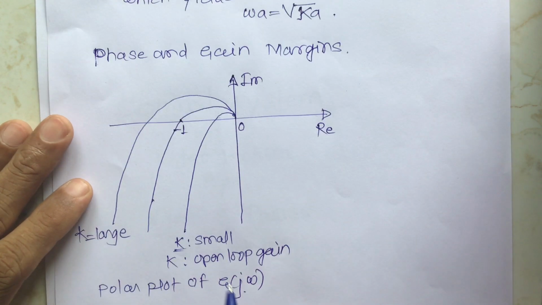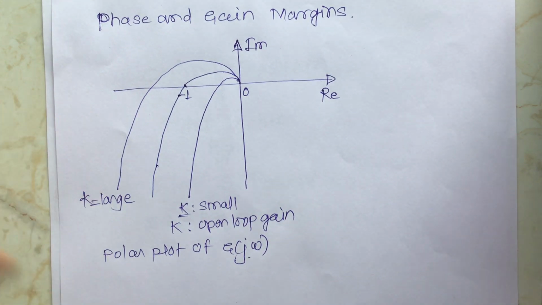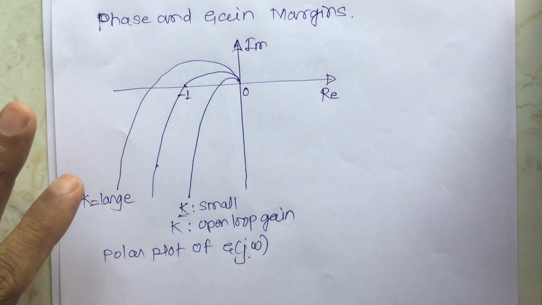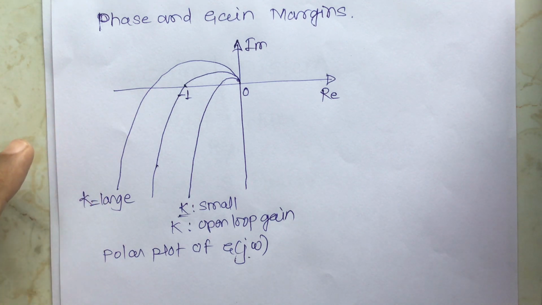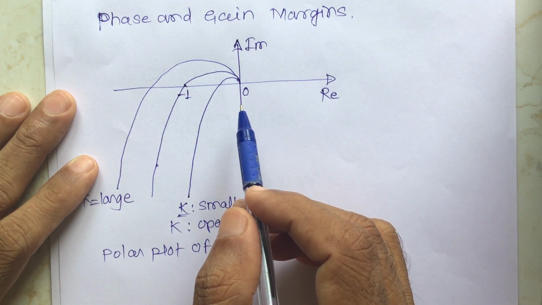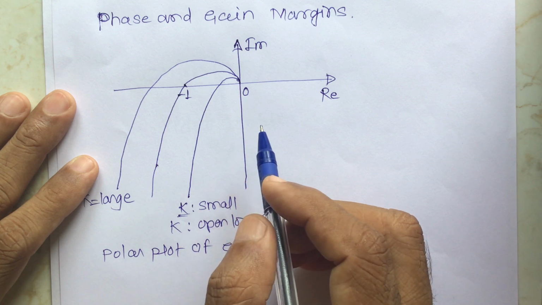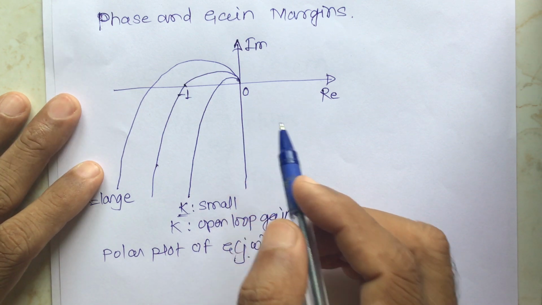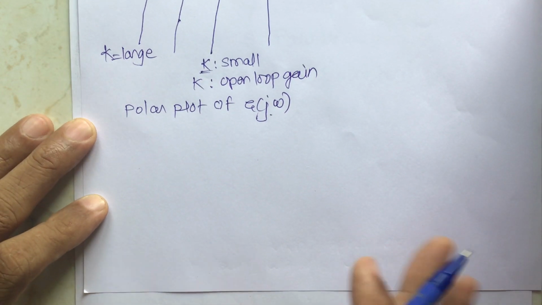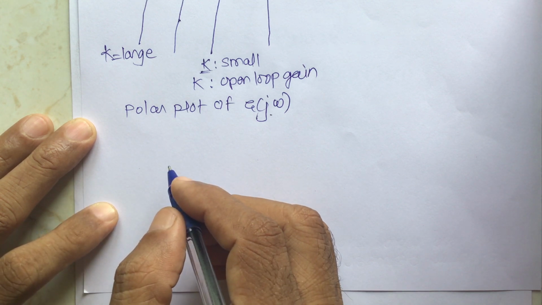Your system is stable. It means that in general, if the G of jw locus comes to encircle the -1 plus j0 point, your system will become more oscillatory, or the response will become more oscillatory, and this closeness of G of jw to the -1 plus j0 point can be used as a measure of margin of stability. So we will discuss how to calculate the phase margin and gain margin. Okay, so let us consider the phase margin.